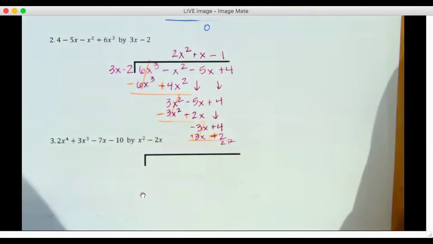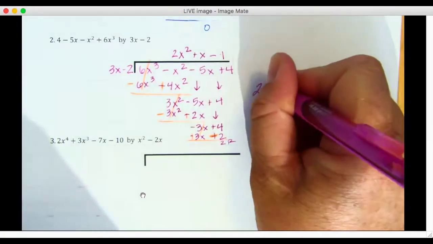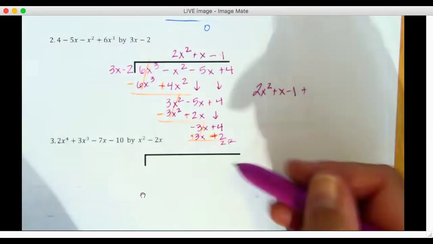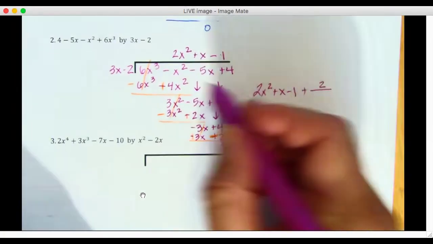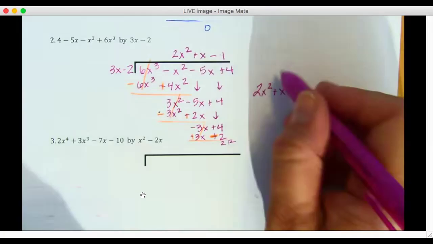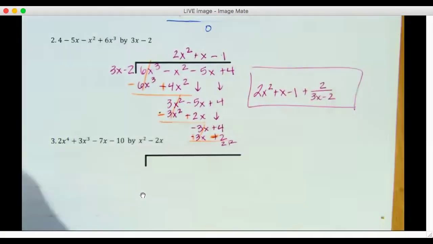So the way I would write my answer now is 2x squared plus x minus 1 plus my remainder over what I divided by, just like we did with numbers. And that is my answer.